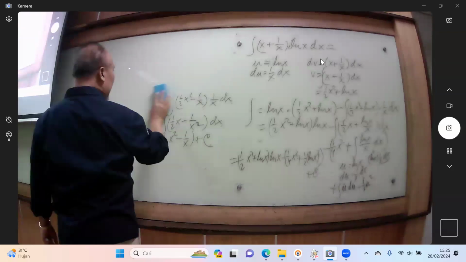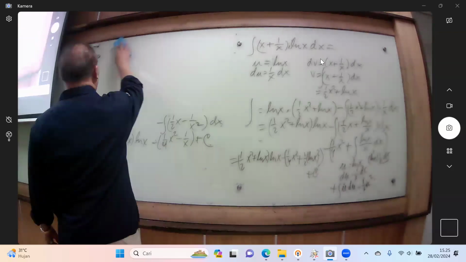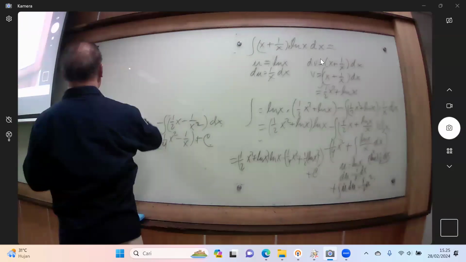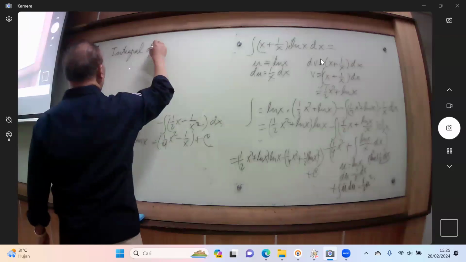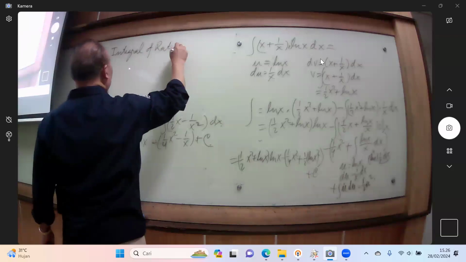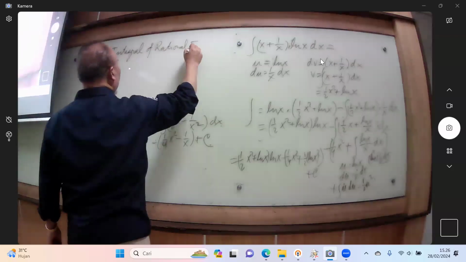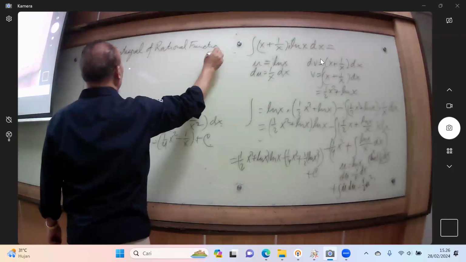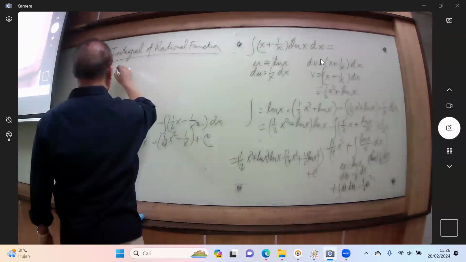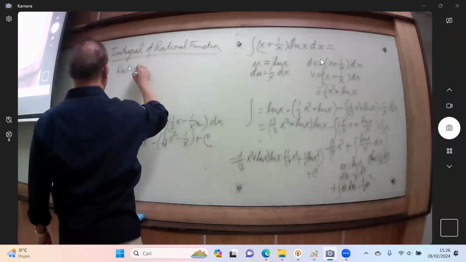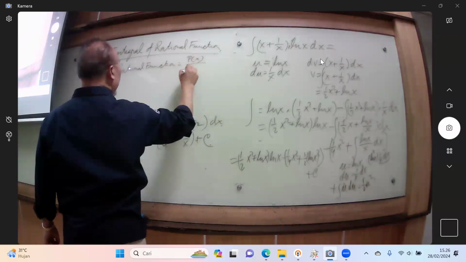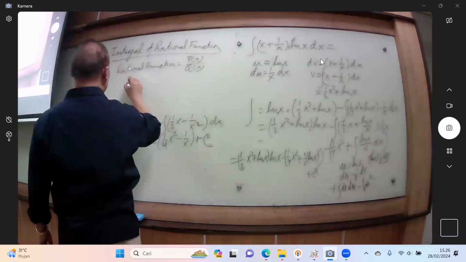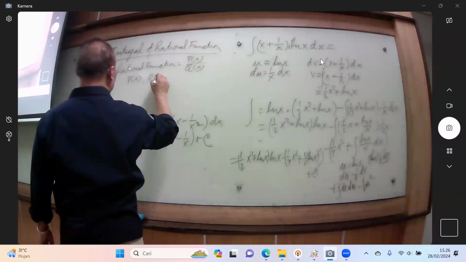Now what we have furthermore is the integral of a rational function. A rational function is in the form of p(x) divided by q(x), where p(x) and q(x) are polynomials.